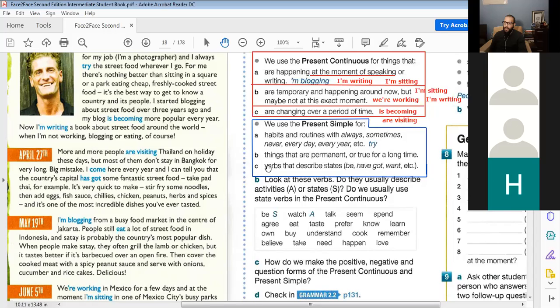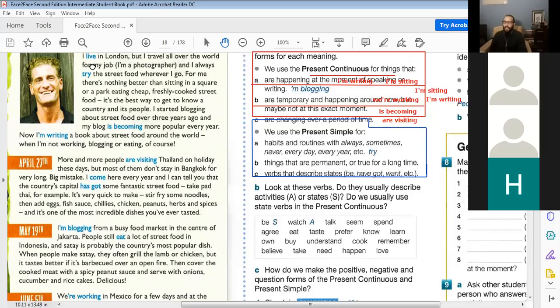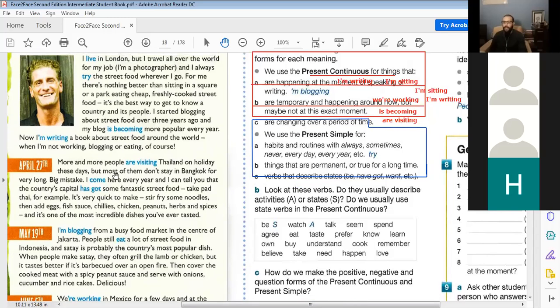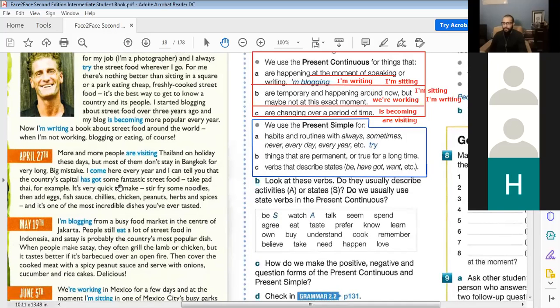You tell me now where to put each present simple verb, starting from the first one. I live in London, but I travel. Where do we put this? Written daily. A fact. B. I live in, yes. B or A? B.